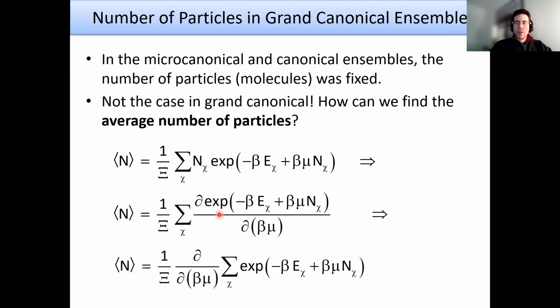And again, we can interchange the differentiation with the summation. So we're going to get this, and now we have our partition function appearing again. And with this 1 over xi, we make it into this expression here. So this is the logarithmic derivative. So the average number of particles is equal to d log xi, the grand canonical partition function, d beta nu.